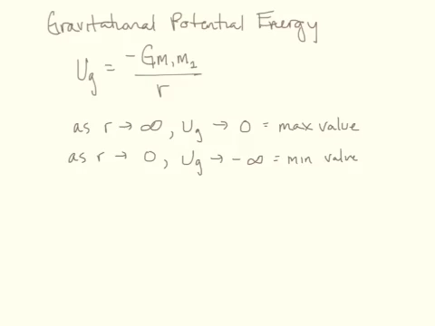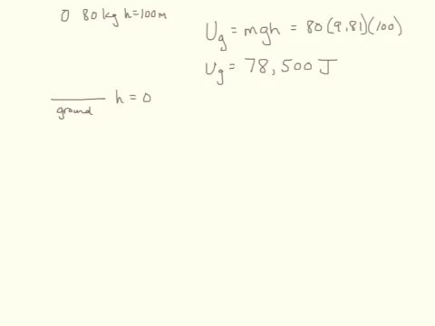So now the last thing we're going to do is compare this equation to the old gravitational potential energy equation you guys know near the surface of the Earth, which is mgh. So let's say we took our 80 kilogram person and put him 100 meters above the surface of the Earth. If I had asked you guys to calculate the potential energy of the person-Earth system, you would have probably plugged into mgh. You would have done 80 times 9.81 times 100 and rounded to three significant figures. That comes out to 78,500 joules.